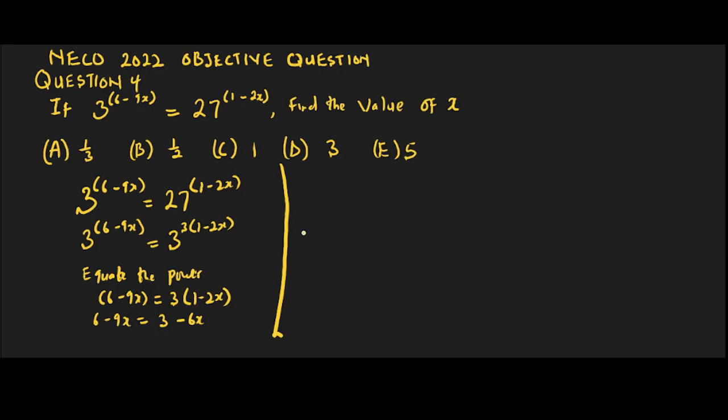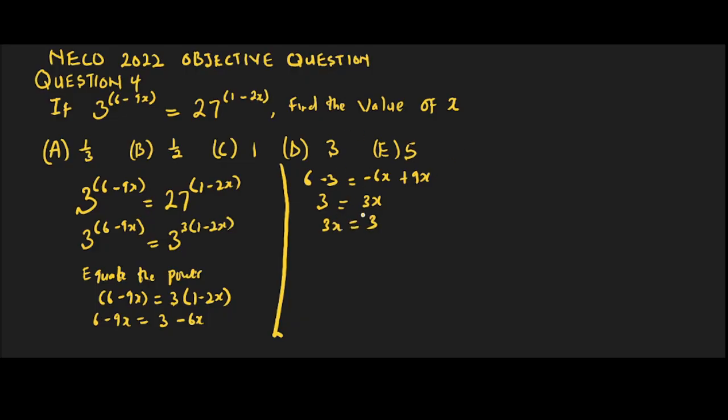Then from here, we collect like terms. Then here we are going to have 6 minus 3 equals minus 6x. Minus 9x comes out, so we have plus 9x. 6 minus 3 will give us 3. And minus 6x plus 9x is going to give us 3x. Then in this case, we have 3x is equal to 3.